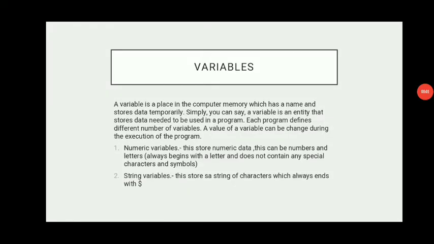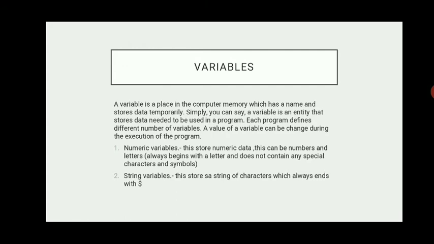Another element is variables. A variable is a place in the computer memory which has a name and stores data temporarily. Simply, you can say a variable is an entity that stores data needed to be used in the program. So a variable is like a house in the computer memory where all the data and information of the programs are stored. The value of a variable can be changed during the execution of the program.